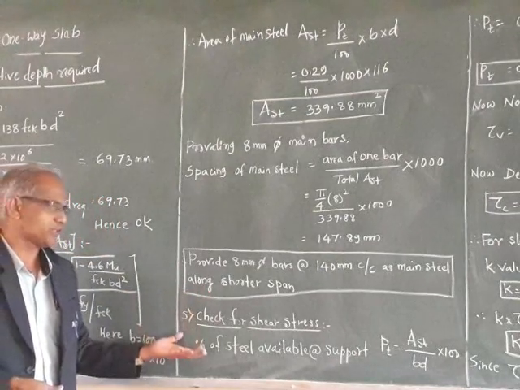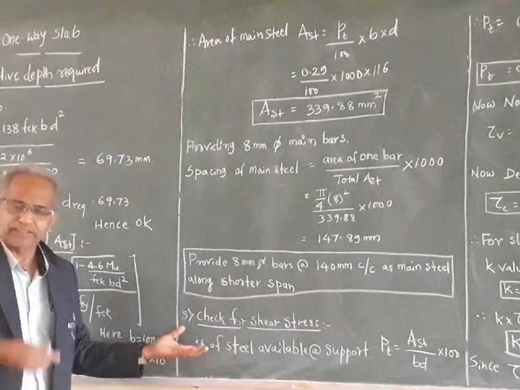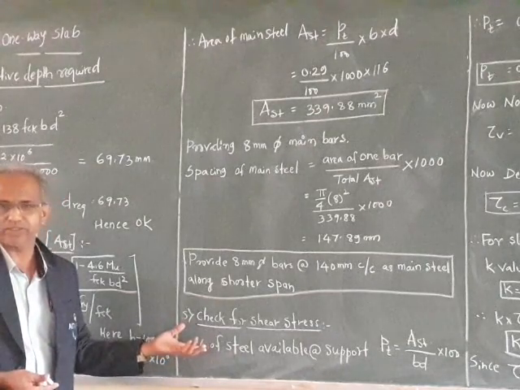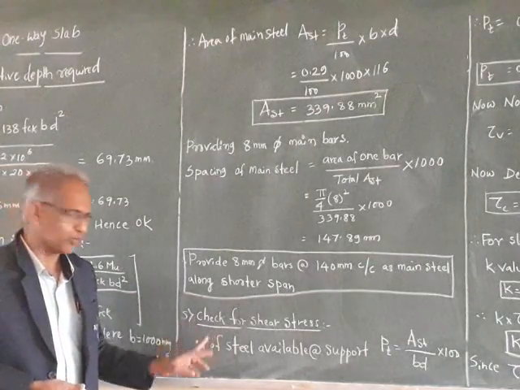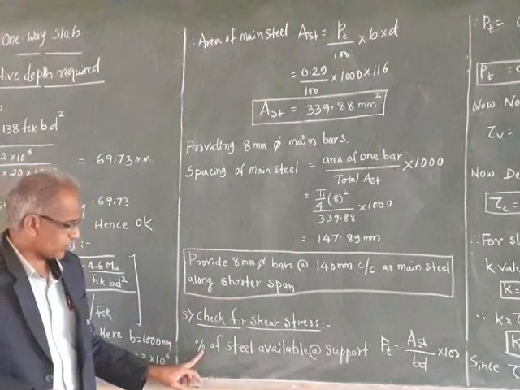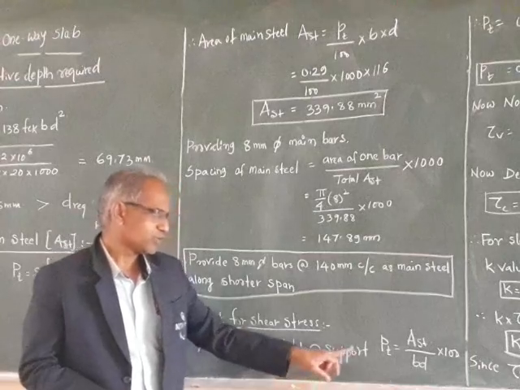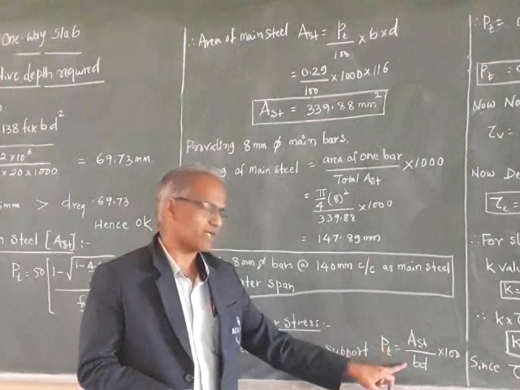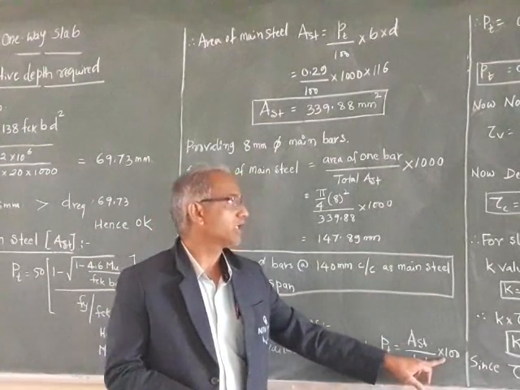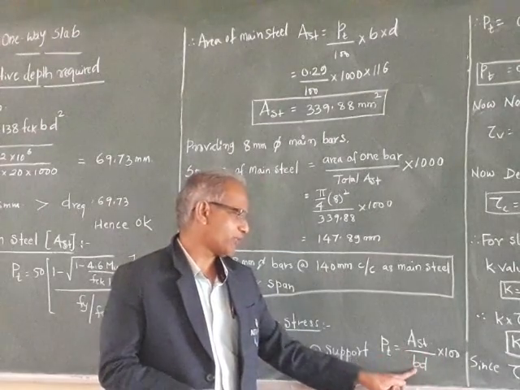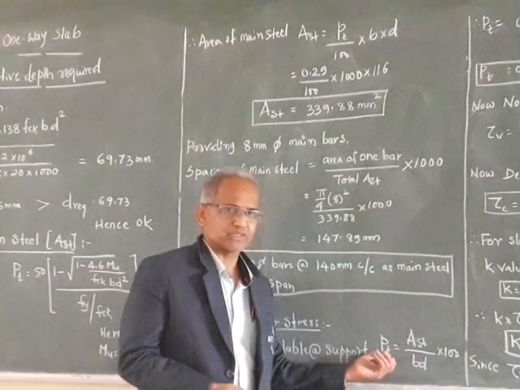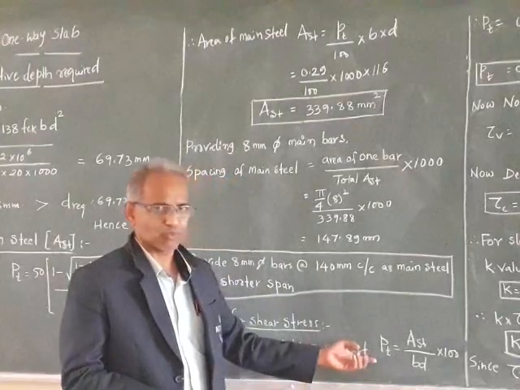Next up, we will check for the shear stress, whether really the stirrups are required in this slab or not. We are going to check. So what percentage of steel is available at the support now? So pt is equal to Ast upon bd into 100. So this is the percentage of steel available at support.